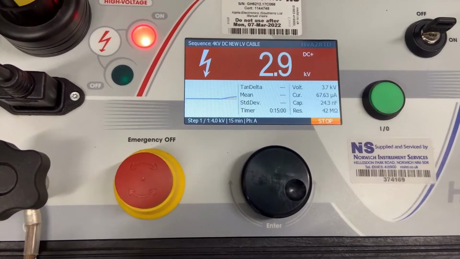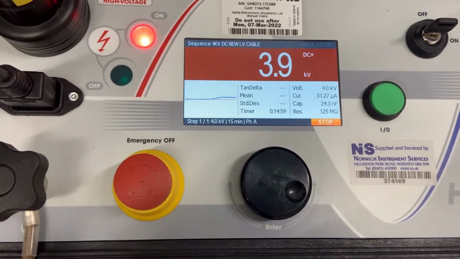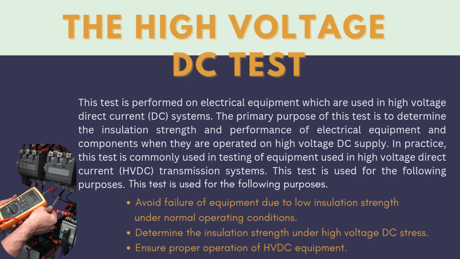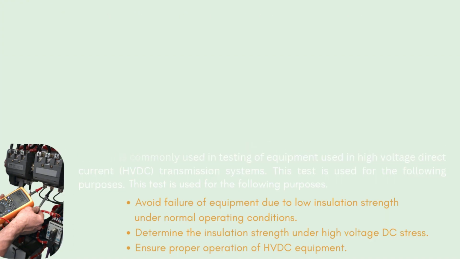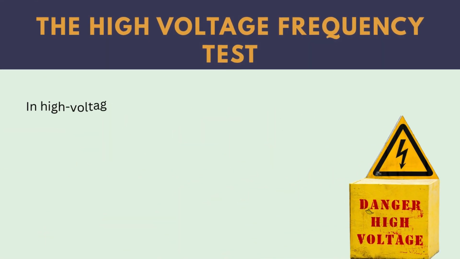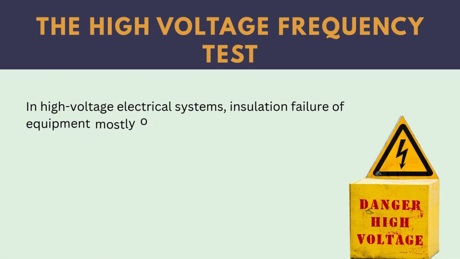This test is used for the following purposes: to avoid failure of equipment due to low insulation strength under normal operating conditions, determine the insulation strength under high voltage DC stress, and to ensure proper operation of high voltage direct current equipment. Now, let us study the high voltage frequency test.